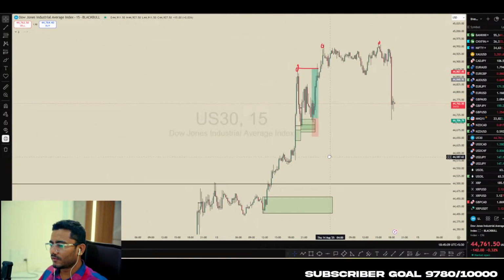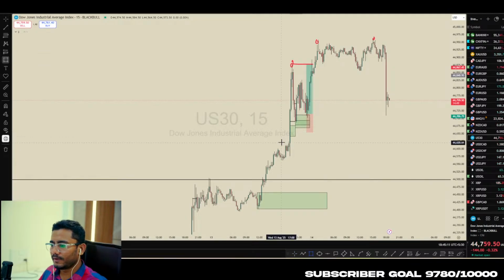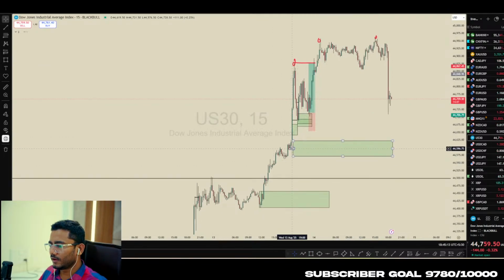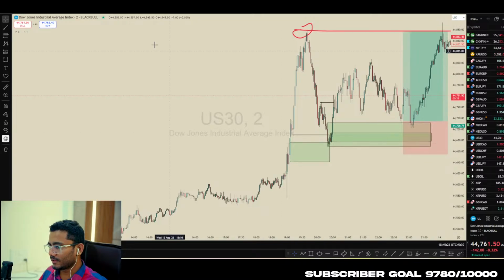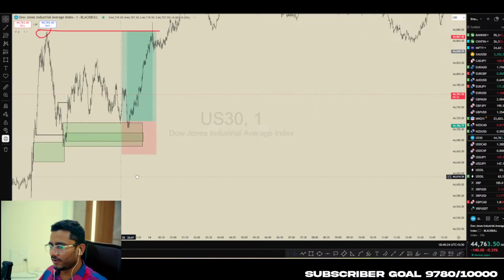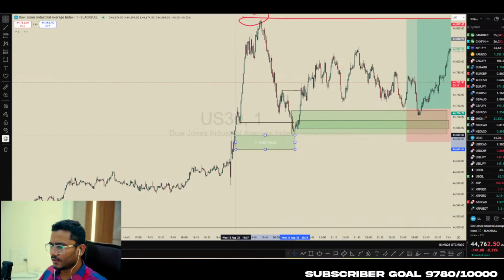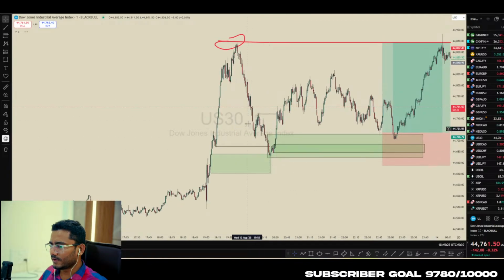Same thing on US 30. Price gave us this imbalance. I was not waiting for price to tap this area. Right? I shared this chart on the group because we have this imbalance. But if you look at the 1 minute time frame, this imbalance has already been fulfilled, right? This was mitigated price without liquidity.